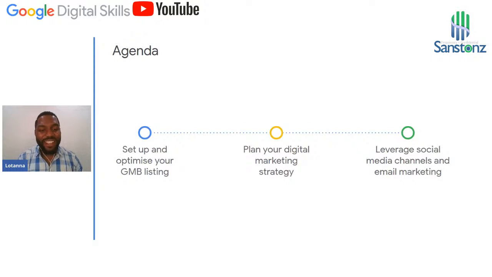Today's agendas are: one, set up and optimize your GMB listing. I know you'll be asking, what is GMB? Of course, we are going to be discussing that in full details later on. The next agenda is plan your digital marketing strategy. And then the last agenda today is leverage social media channels and email marketing. It simply means we have 3 modules to go through today's session. Module number 1 is set up and optimize your GMB listing. Module number 2 is plan your digital marketing strategy. And then module number 3 is what? Leverage social media channels and email marketing.